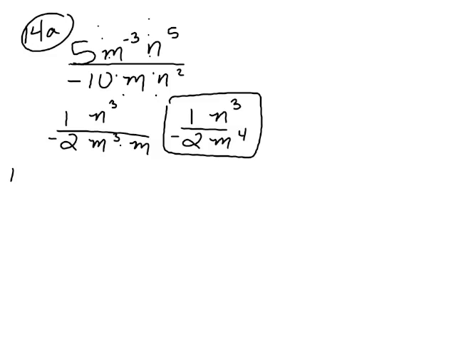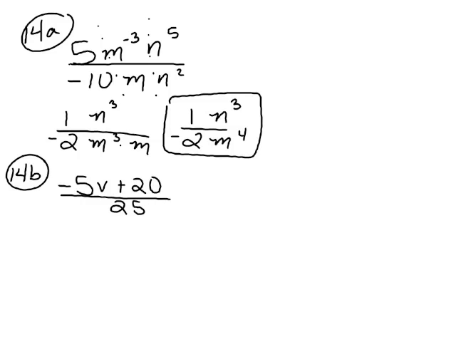Let's try 14b. Is negative 5b plus 20 over 25. Okay, work each line separately, so let's start on the top. I can pull out a 5, can't I? So if I pull out a negative 5, I'm left with b minus 4. And then down on bottom, 25.